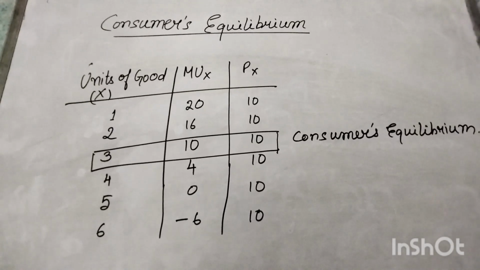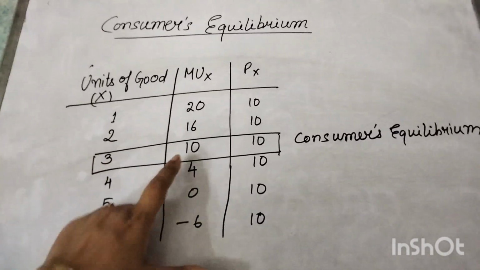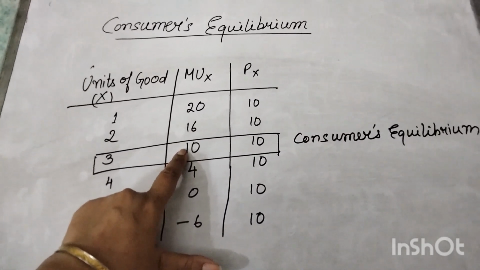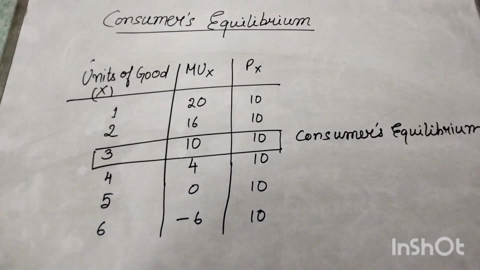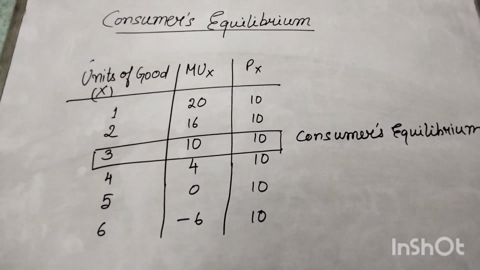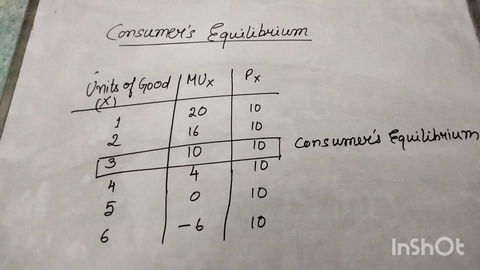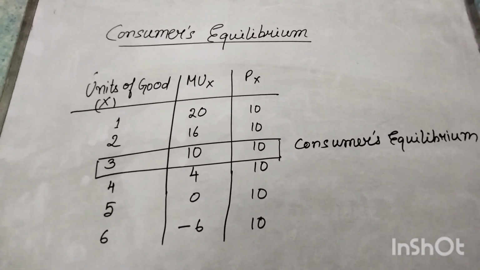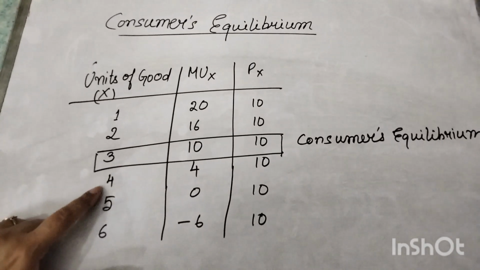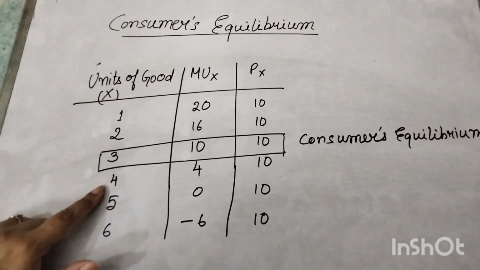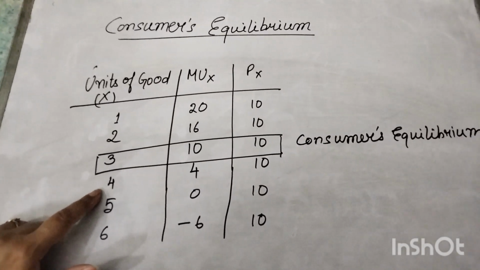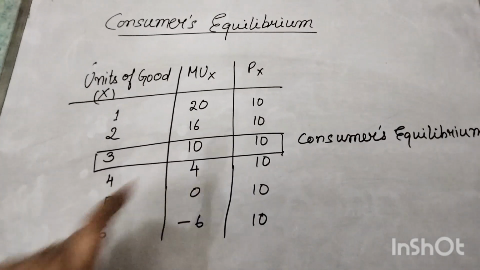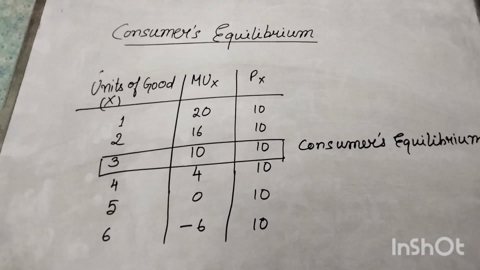That means what was our condition? That MUx will be equal to Px. This will be the equilibrium condition. So that means the consumer will increase his consumption until the marginal utility is equal to the price. After that, when the consumer wants to increase the good more, we can see that marginal utility will fall more, and it will be less than the price.